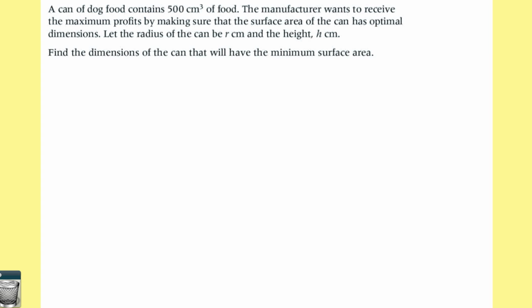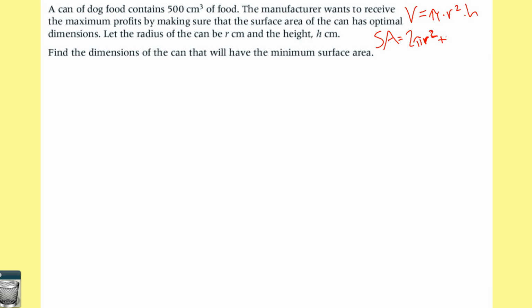You have a can of dog food that contains 500 cubic centimeters of food. So we want to maximize our profits. First you want to remember some formulas. You've got a can, so hopefully you remember that the volume of a cylinder is pi r squared times the height. And hopefully you know that the surface area is essentially two circles, so 2 pi r squared.